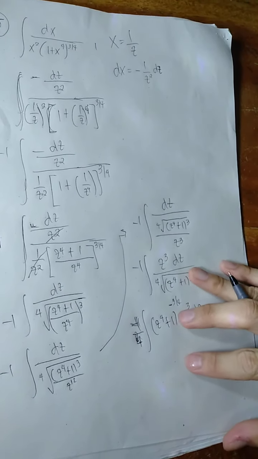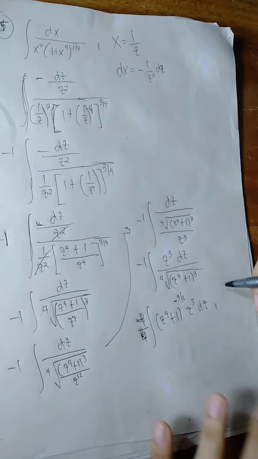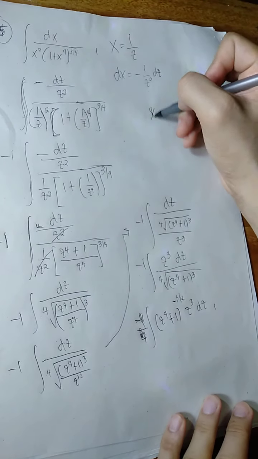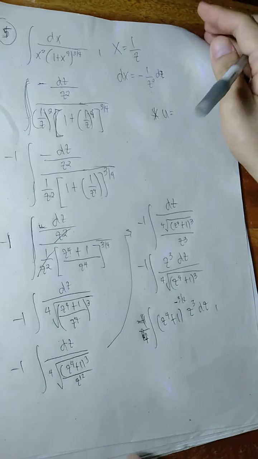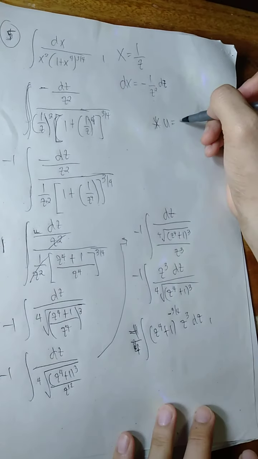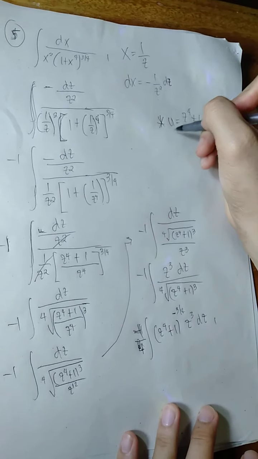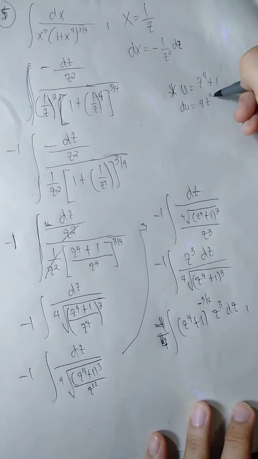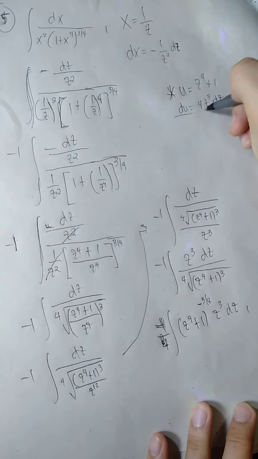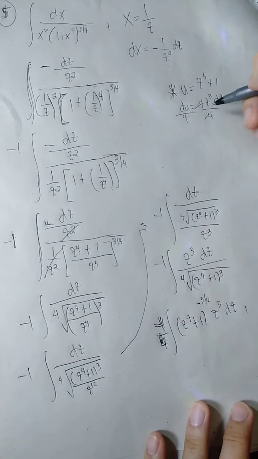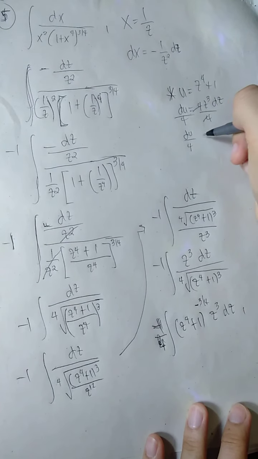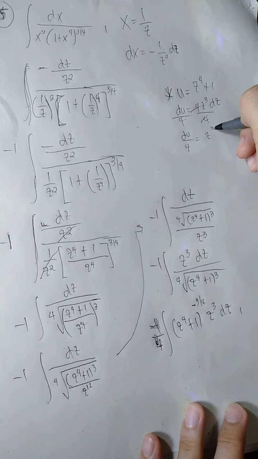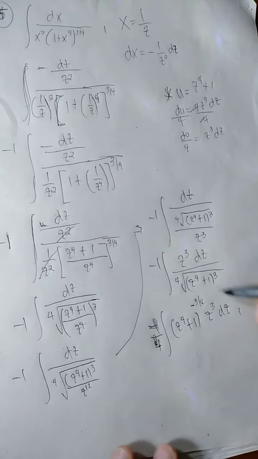So if you let u, so u natin, let u is equals to z to the 4th plus 1. So derivative, so du is 4z cube dz. And divide both sides by 4. So it becomes du over 4 is equals to z cube dz. So pwede mo na palitan yun.